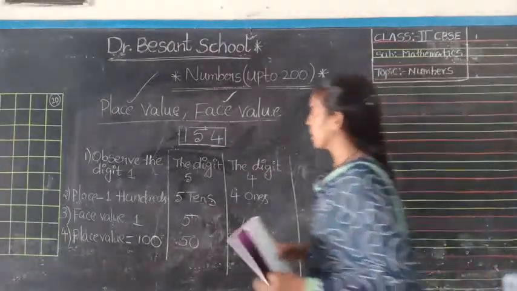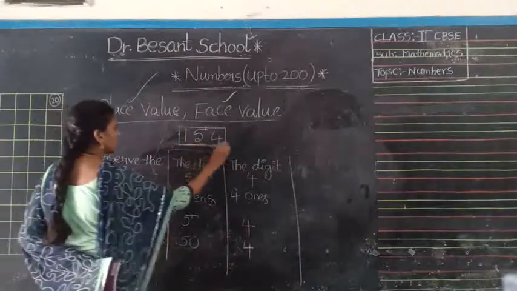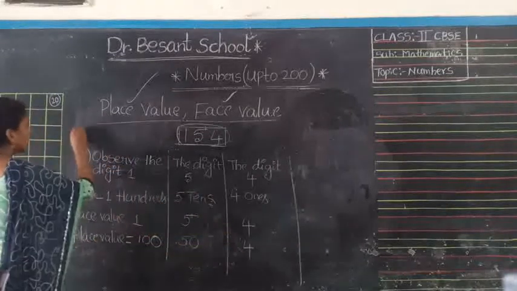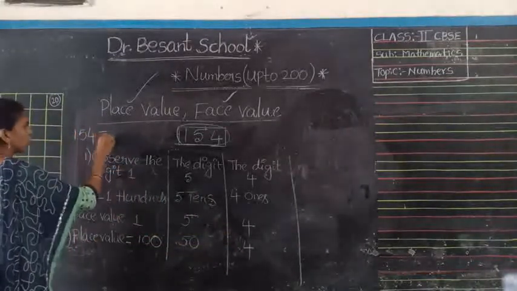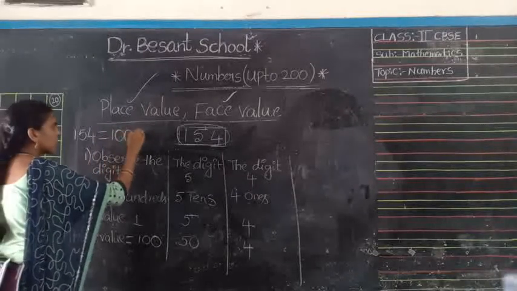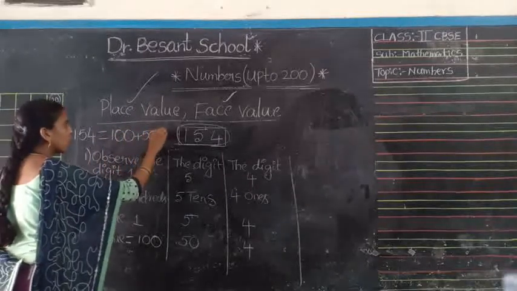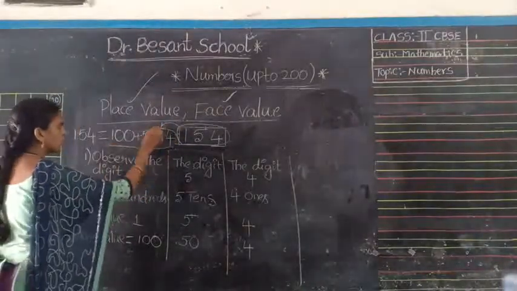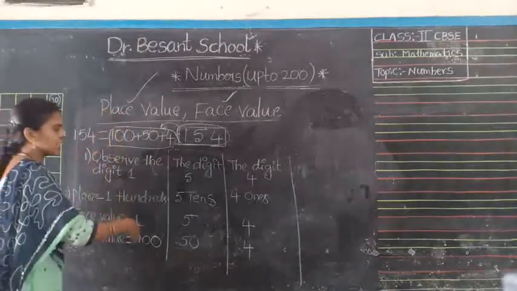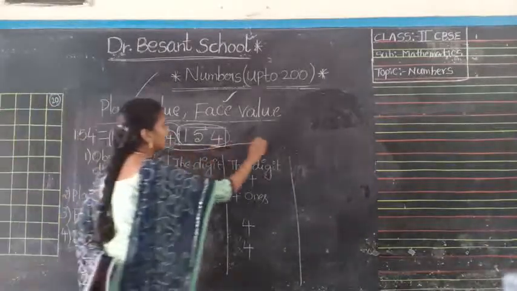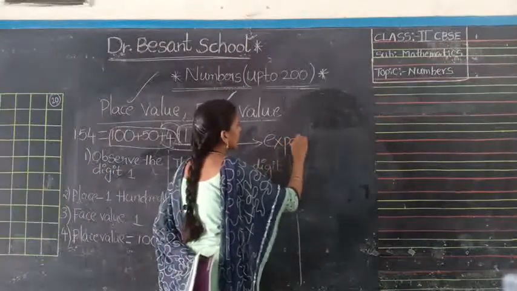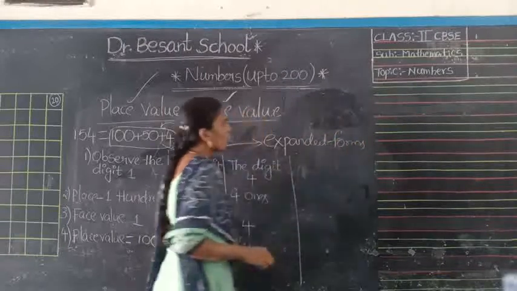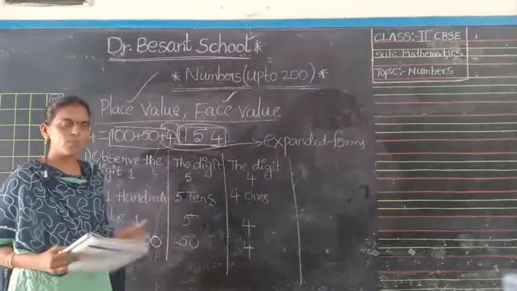So with that, what we conclude is that this number 154 is formed by 100, 50 and 4. That means 154 is equal to 100 plus 50 plus 4. How we split it? The splitting of the numbers from the respected places gives you the expanded form. What is an expanded form? So we will discuss some more examples of expanded form of 3-digit numbers.